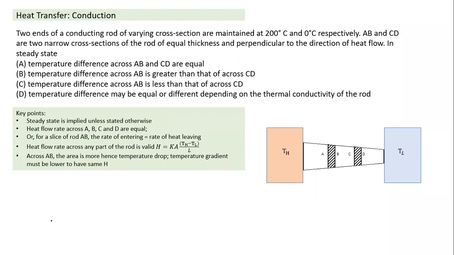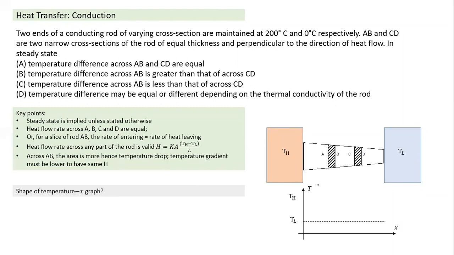If we have to draw the shape of the temperature versus x graph, how would the temperature vary? In the previous case, it was a linear variation. If the question comes, draw the variation: at x equal to 0 the temperature is TH, and at x equal to L the temperature is TL. Between these two points the temperature will fall. What would the shape be? Linear? If the rod was uniform, the temperature would have been linear. If it is non-linear, it could be something like this, or something like this. So which is the correct shape?